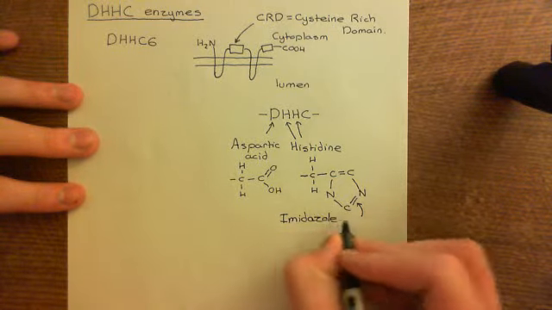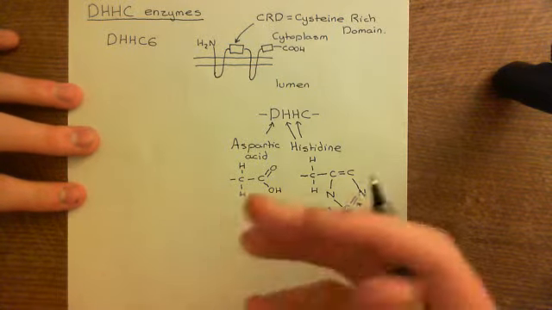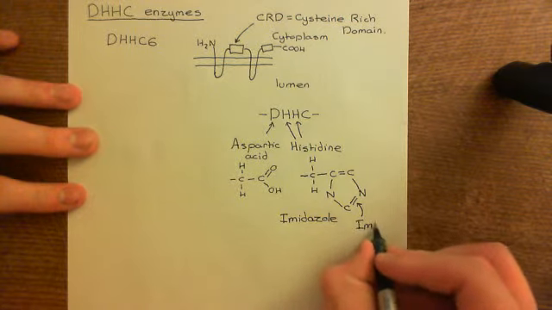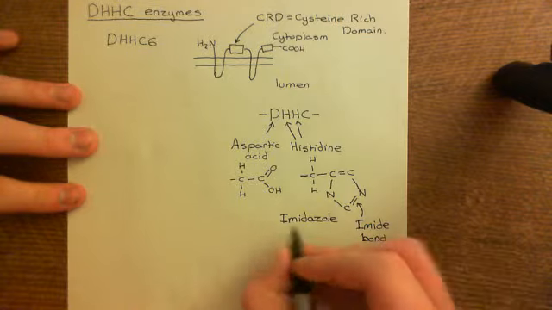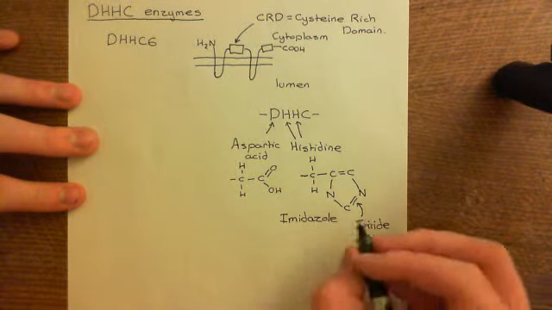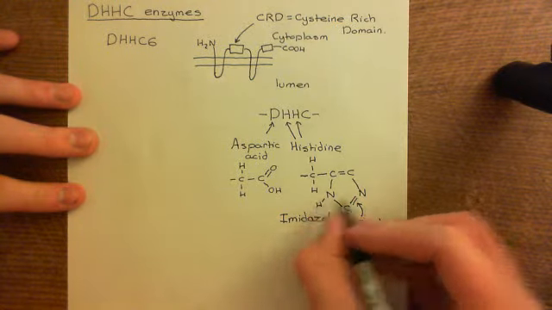Basically, whenever you have a double bond between a carbon and a nitrogen, that's known as an imide bond. So this is why it's called an imidazole ring, at least that's the justification for the imide bit here. Now just saturate everything up with hydrogens, like so.